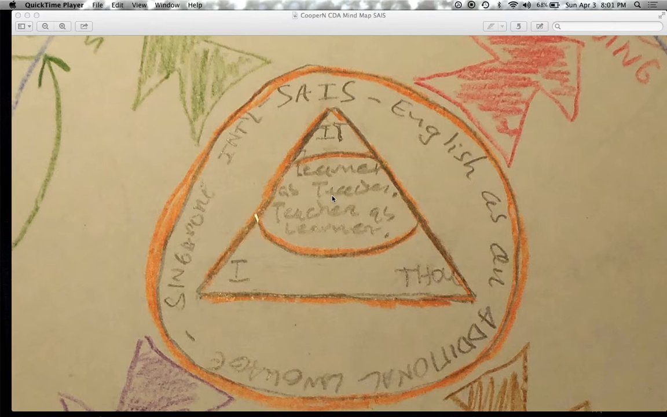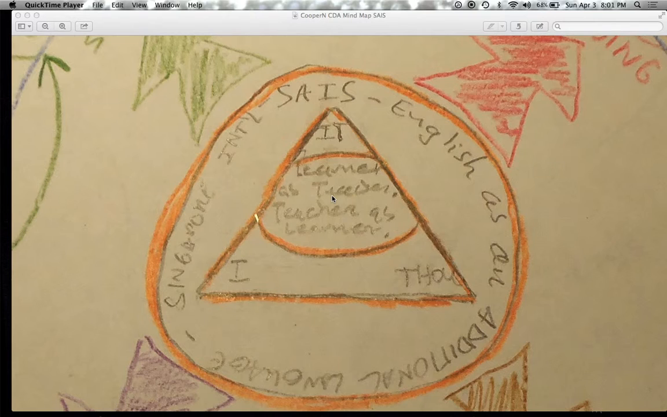So the mind map did give me an opportunity to explore where the differences are, or maybe not the differences, but well, maybe it'll come out as I go.